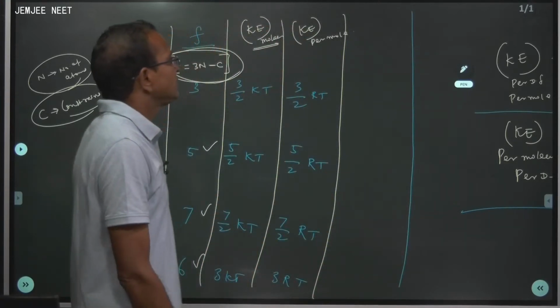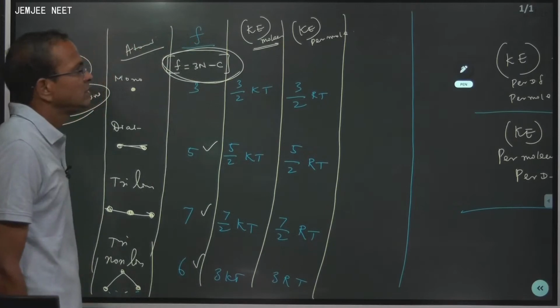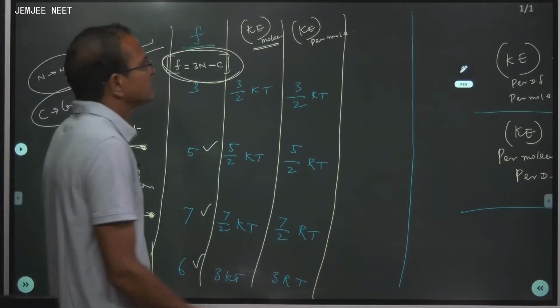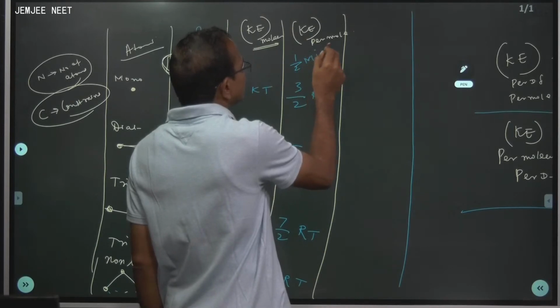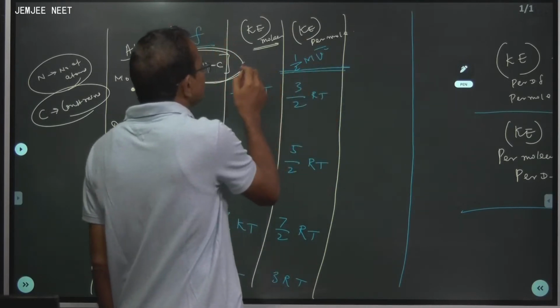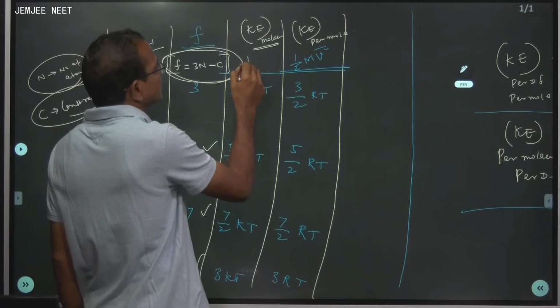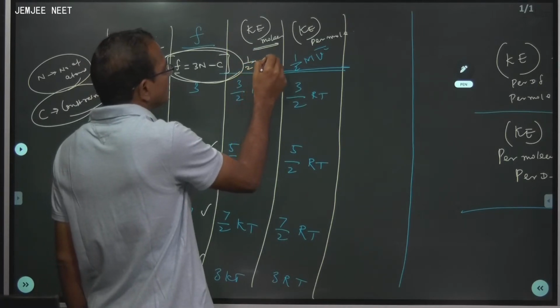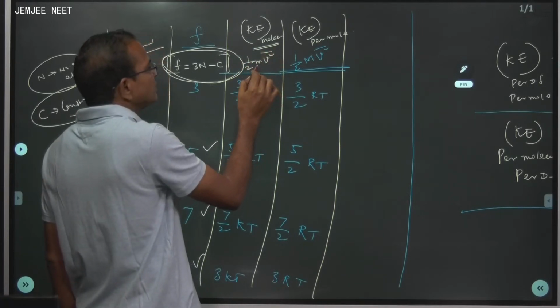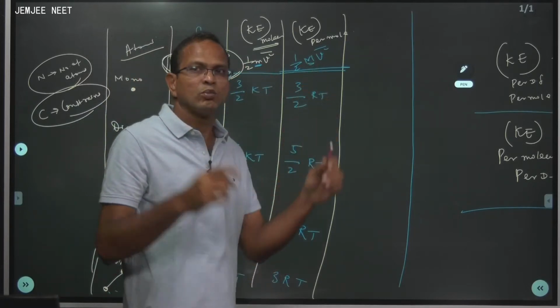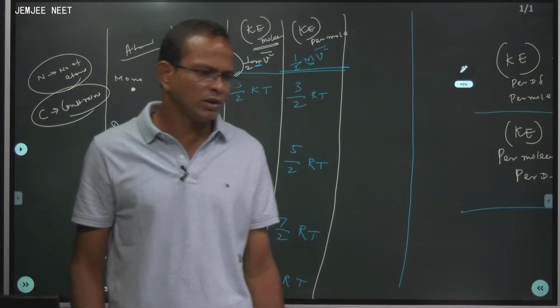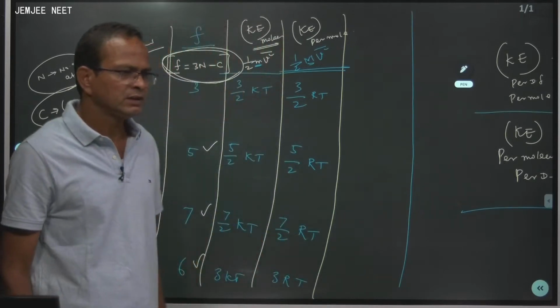Now you understand kinetic energy per mole, which is nothing but half mv square bar. What is the formula for this? Half mv square bar. Here m is the mass of one molecule, whereas this is the molar mass of the given gas. Got the point, Kanna?